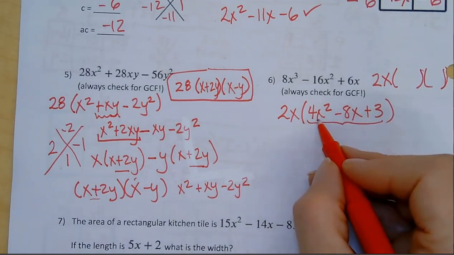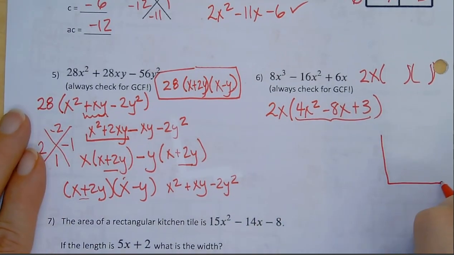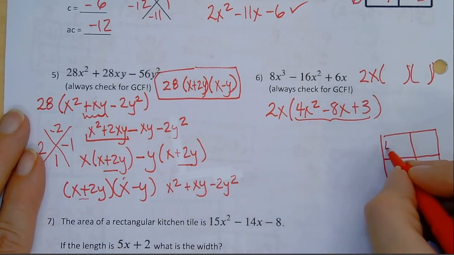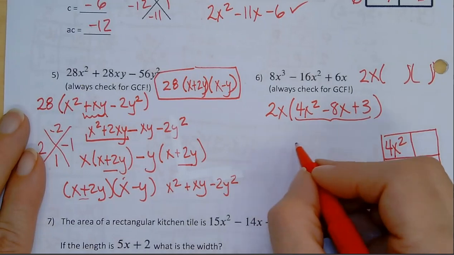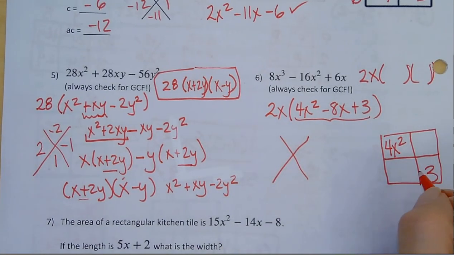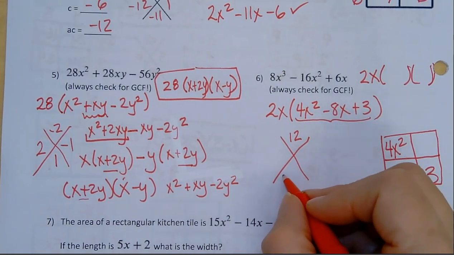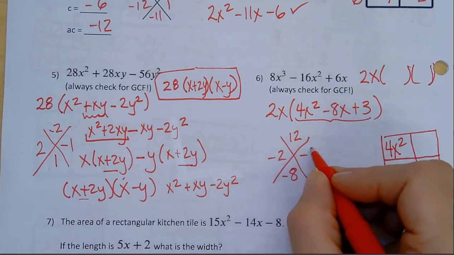And my leading coefficient is greater than 1, so I'm going to use a box this time. I know 4x squared goes in the top left, 3 goes in the bottom right, and I've got to figure out my b's, my two corners. So I know I need two numbers that multiply to give me 12, but when I add them together, they give me negative 8. So how about negative 2 and negative 6?